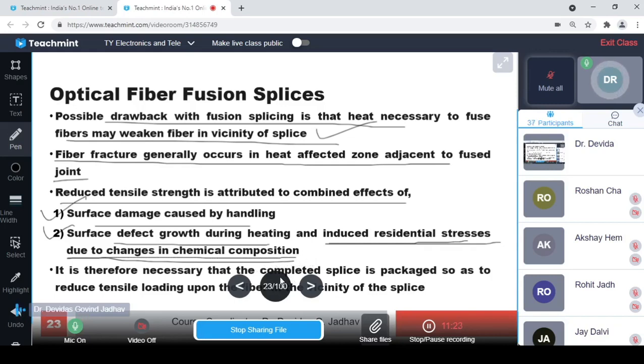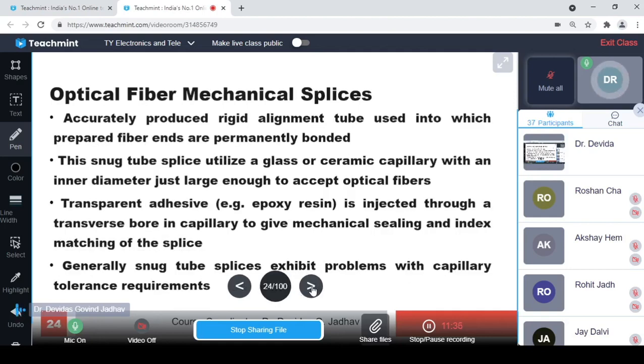Therefore, it is necessary that the complete splice is packaged in some means to reduce the tensile loading upon it. In the vicinity of the splice, packaging is made.